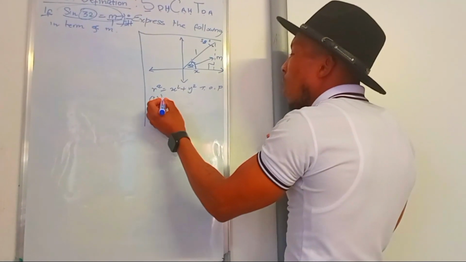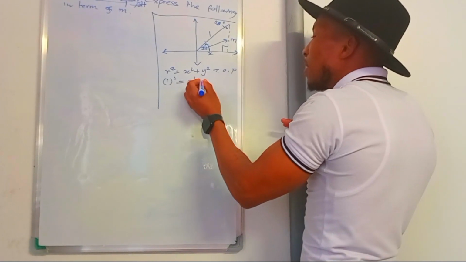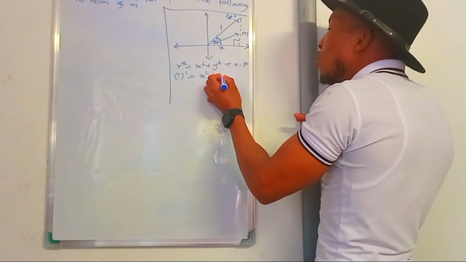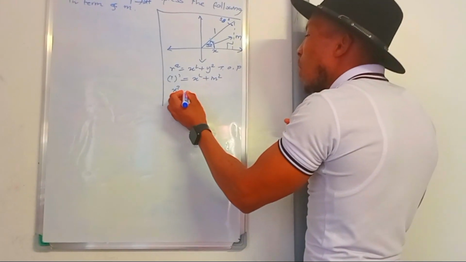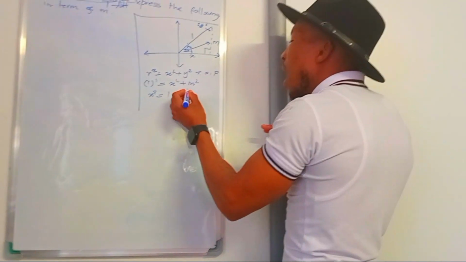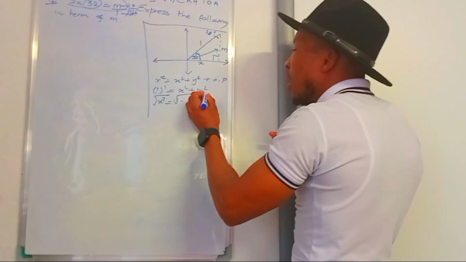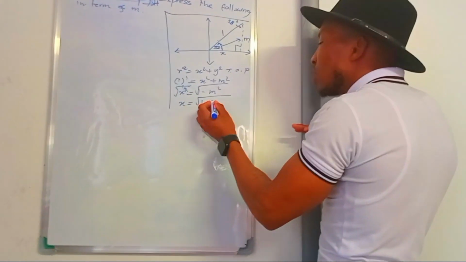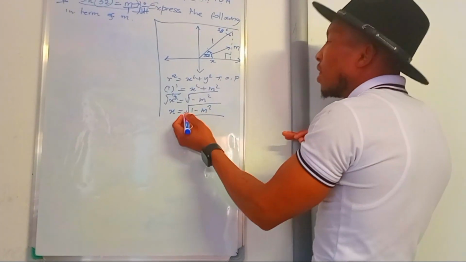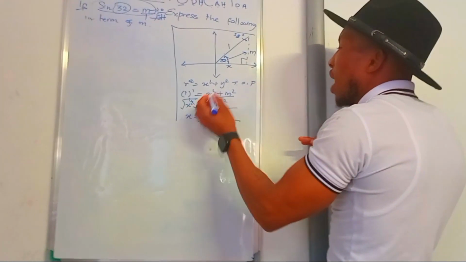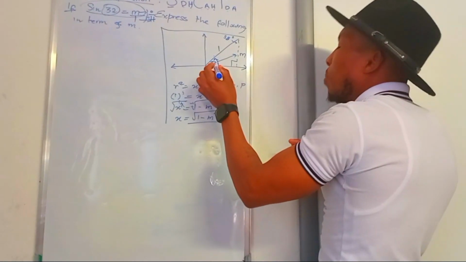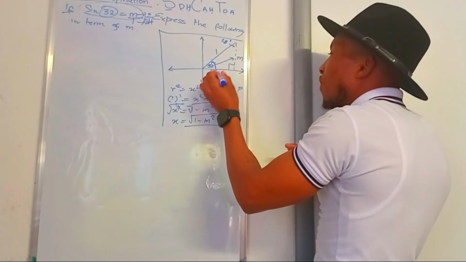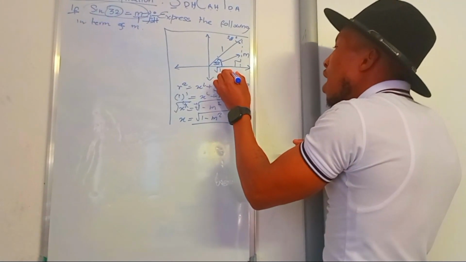We have 1 squared equals what? X squared plus Y squared, which is m squared. Therefore, X squared is equal to 1 minus m squared. Then you put the square root on both sides. Therefore, X is going to be equal to the square root of 1 minus m squared, which is positive, since here it is in the positive quadrant, so the values of X are positive.